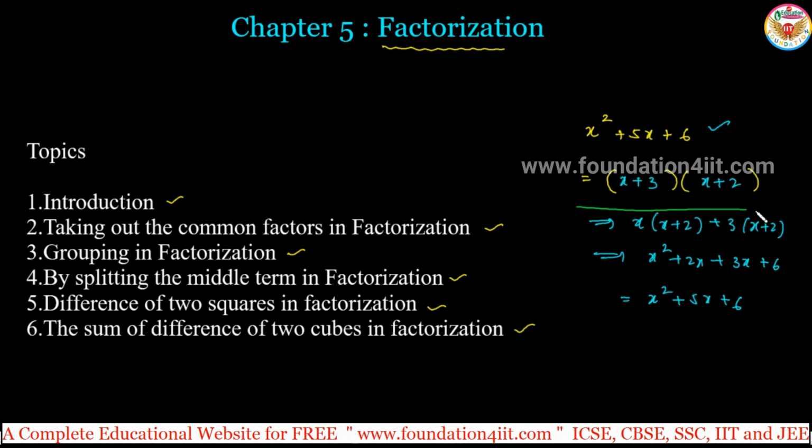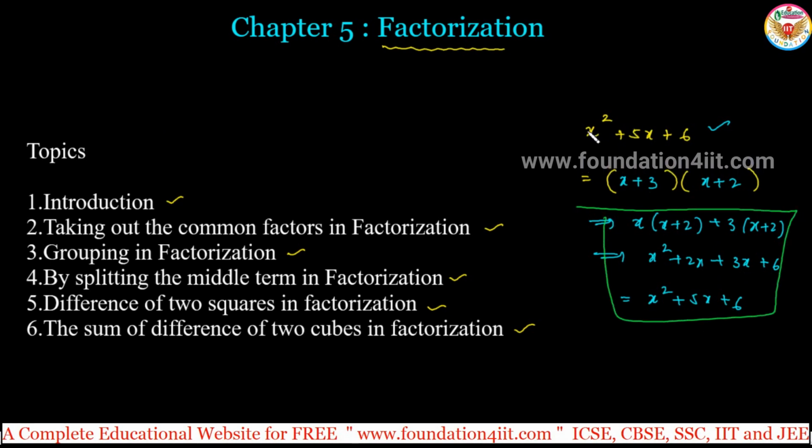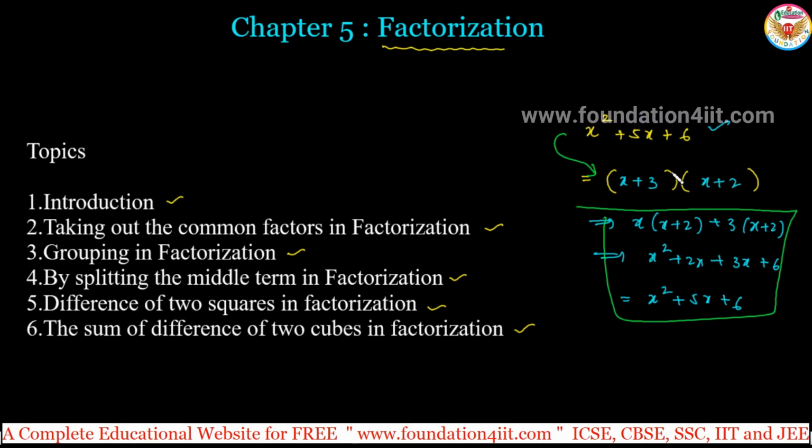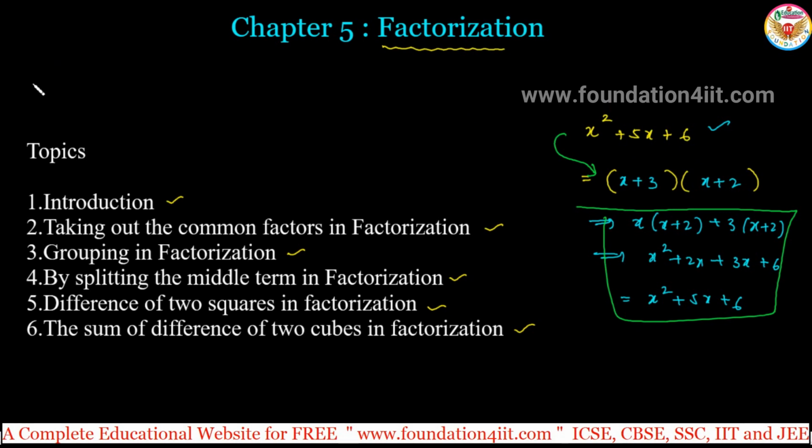That means if you observe the above data, x square plus 5x plus 6, a polynomial, is expressed as a product of two terms or two expressions. Again, it may be linear or quadratic. Anyhow, if the given polynomial is expressed as the product of two or more expressions, each of these expressions is called a factor. So x plus 3 is a factor of x square plus 5x plus 6. Even x plus 2 is also a factor of this.